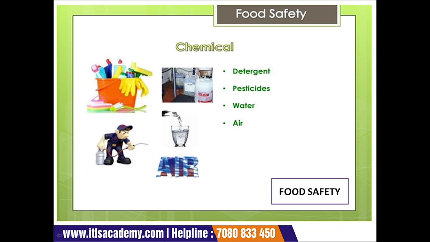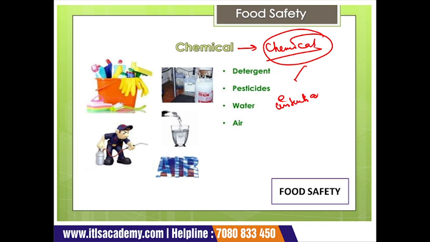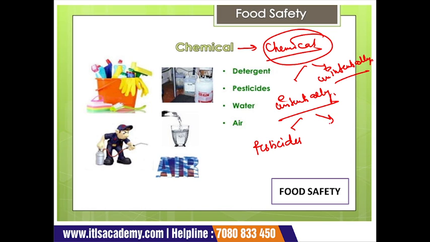Now what is next? Next is your chemical hazard. Chemical contamination is contamination which is caused by a chemical. This chemical may be intentionally added, or sometimes it is unintentional. How can we say that they are intentionally added? In the case of your pesticides and your food preservatives.